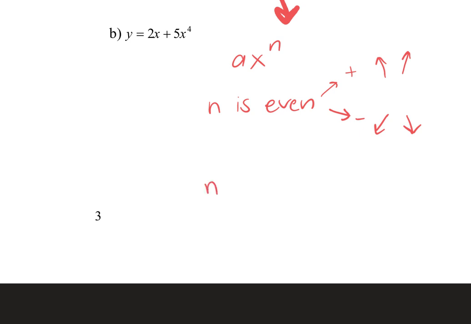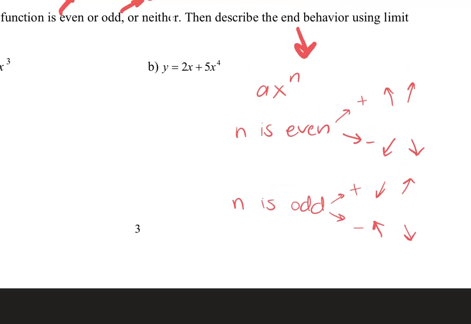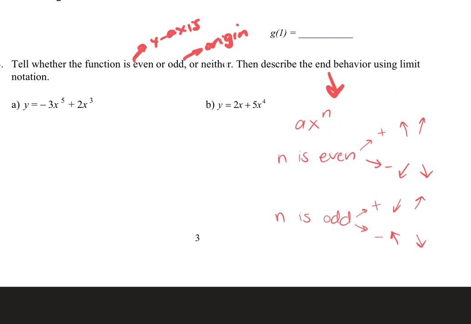And then if n is odd, positive, it rises to the right and falls to the left. Negative, it's reversed. Rises to the left, falls to the right. So that kind of question is going to give you it in limit notation though. So the limit as my x goes to positive infinity, the limit as my x goes to negative infinity.